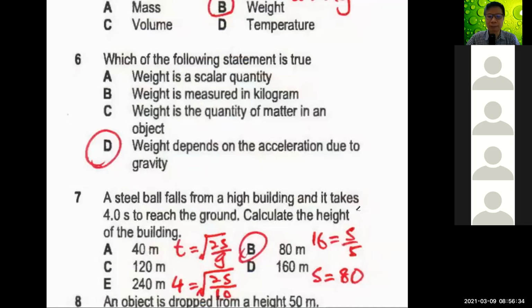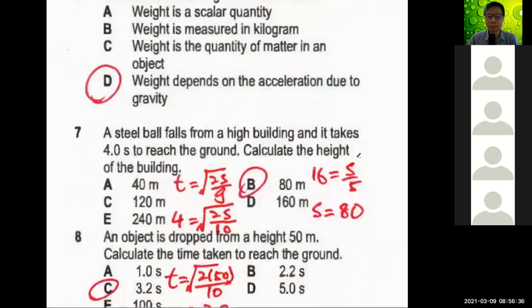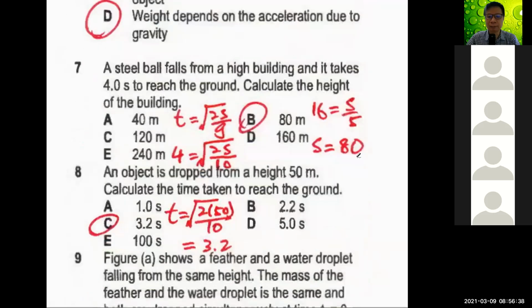Okay. Next question. Straight away see the answer. Object dropped from a height of 50 meters. Calculate the time taken. Just substitute in this formula, 2s over g. Directly you can answer, you get 3.2 seconds. So okay, quite simple calculation.